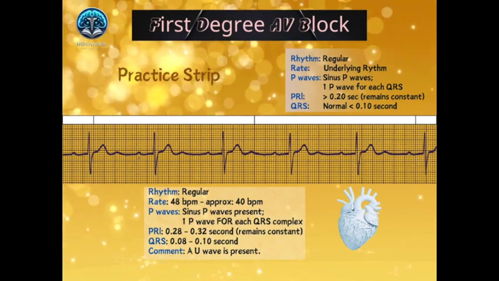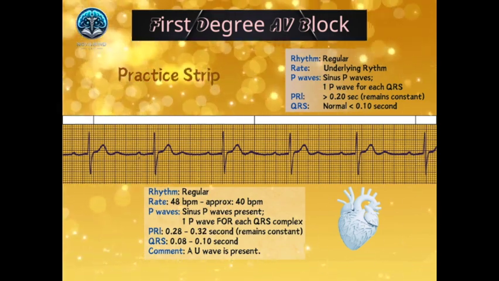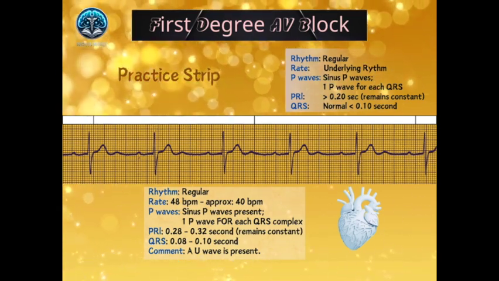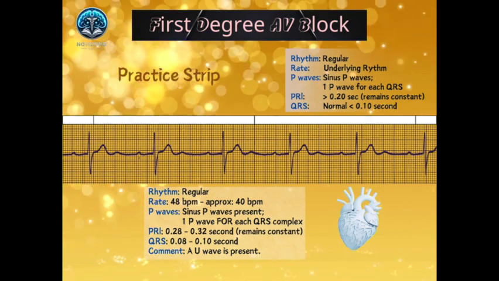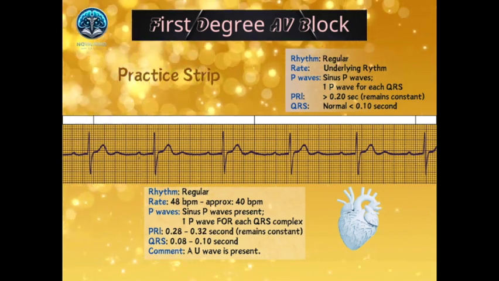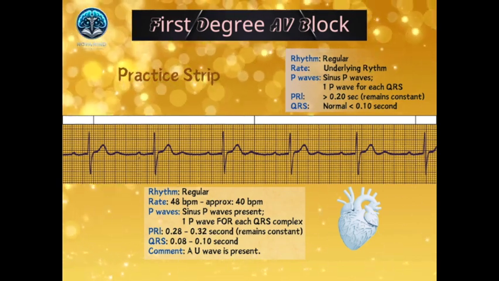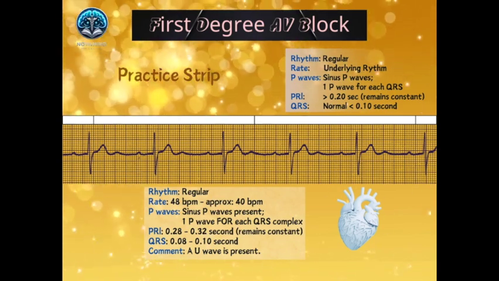a 6-second strip. This bradycardic rate suggests a slower than average impulse initiation. We have sinus P waves present, which means that each P wave originates from the sinus node. Additionally, there is 1 P wave for each QRS complex, showing consistent conduction from the atria to the ventricles. This relationship is crucial for confirming that the atrial and ventricular activities are in sync.